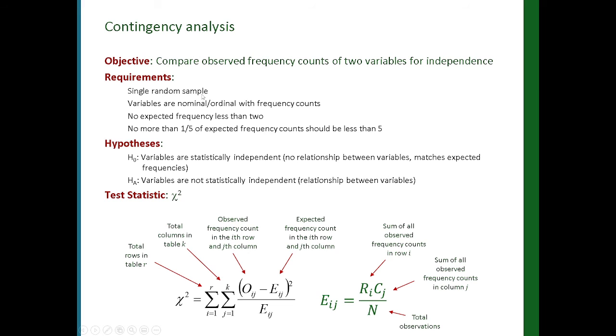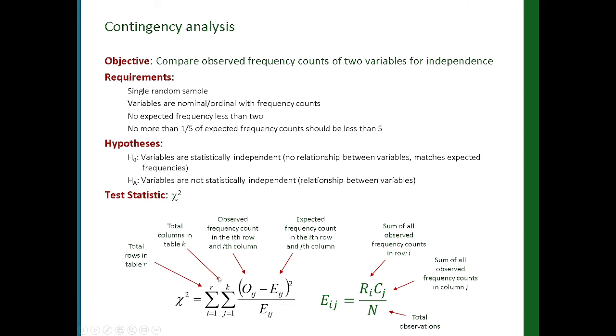So we need randomly collected data from a single sample. We need variables that are nominal or ordinal with the frequency counts for each of those. And finally, we also have to make sure that none of those expected frequencies are less than 2, and that no more than a fifth of the expected counts are less than 5. Okay, so in the null hypothesis case here, we're saying that the variables are statistically independent, so there's no relationship between them. Whereas in the alternative hypothesis, the variables are not statistically independent.